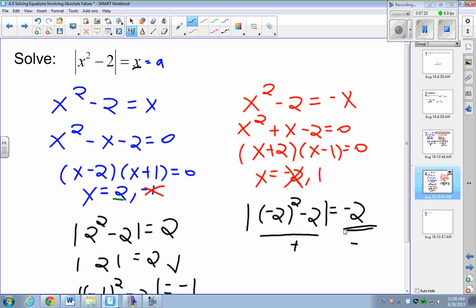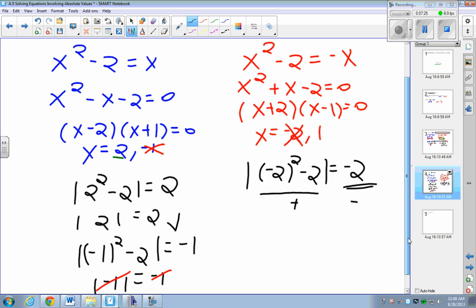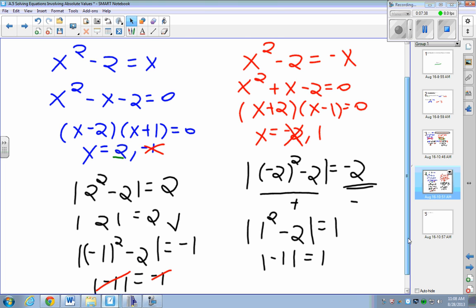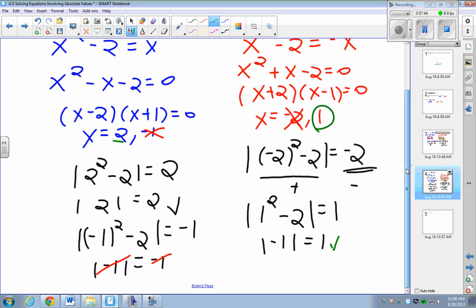However, let's try x equal to 1 now. So we have 1 squared minus 2 is equal to 1, which is the absolute value of negative 1 is 1. And so the absolute value of negative 1 is 1, so this one checks off. And so x equal to 1 is the solution. So our final answer is going to be x is equal to 2 and x is equal to 1.